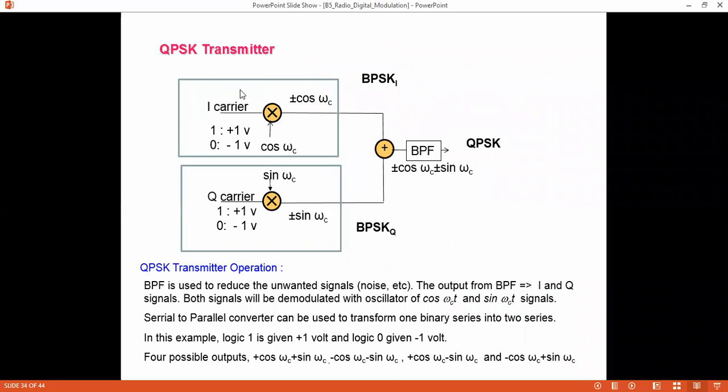So now let's look at the... Okay, I'll stop here first. Then we continue with a new video on the block diagram of the QPSK transmitter and receiver.